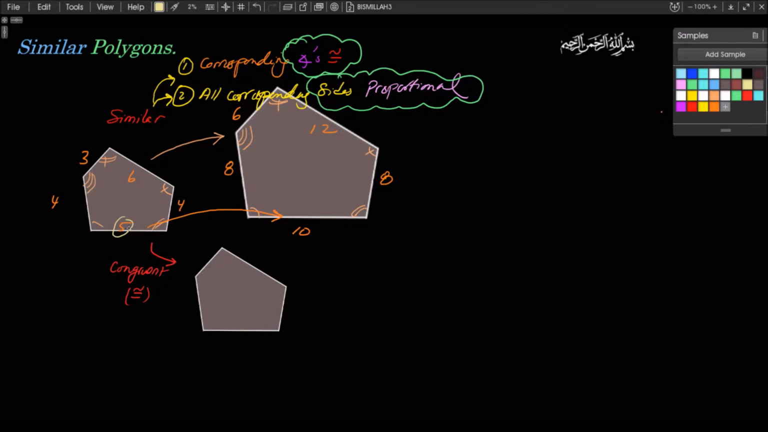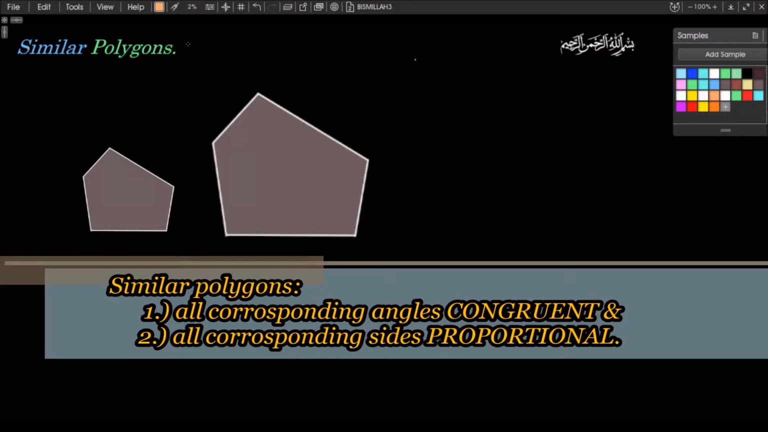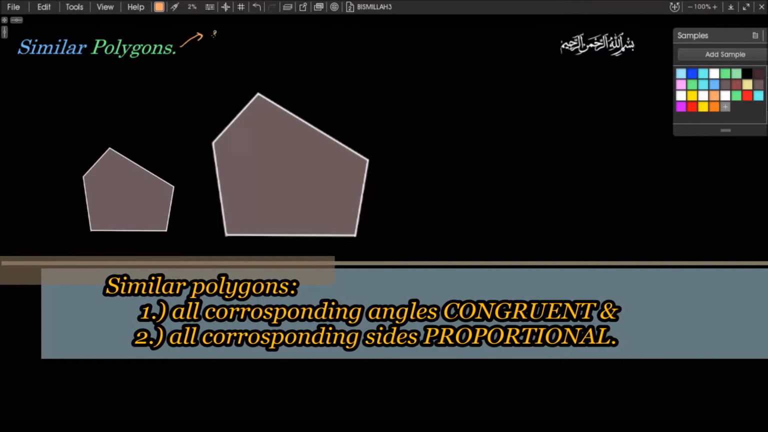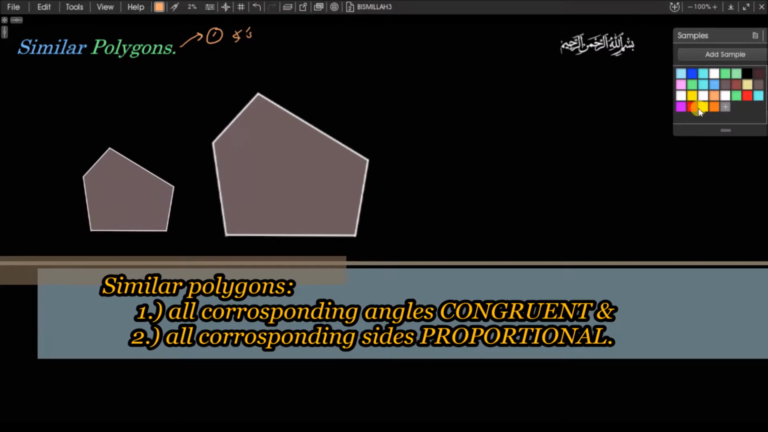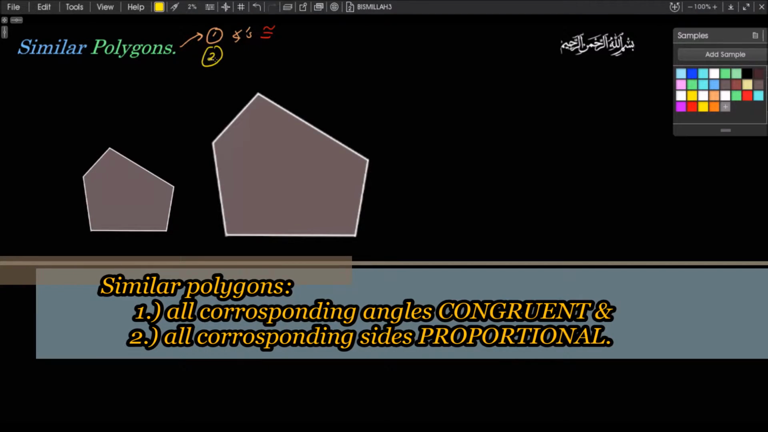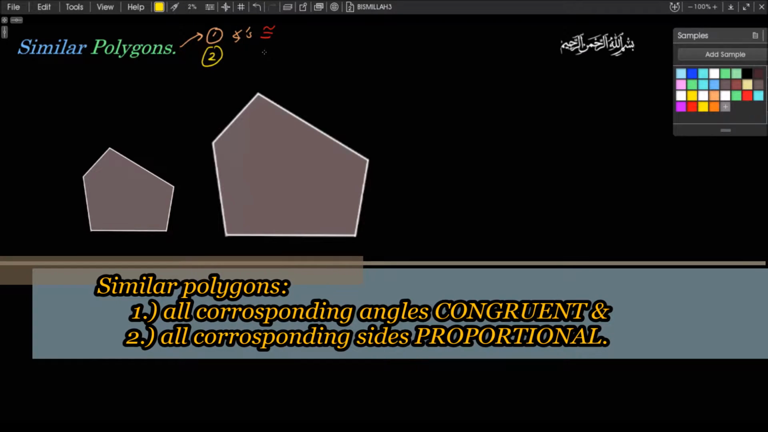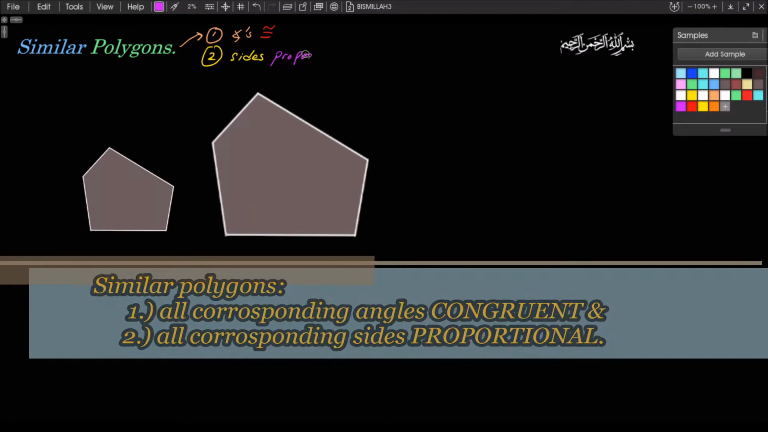Whatever you do to one side, you have to do the same thing to all sides to keep the figures similar. So the definition of similar polygons has two parts. One is that all the corresponding angles have to be congruent. The second important aspect of the definition of similar polygons is that all corresponding sides are proportional.